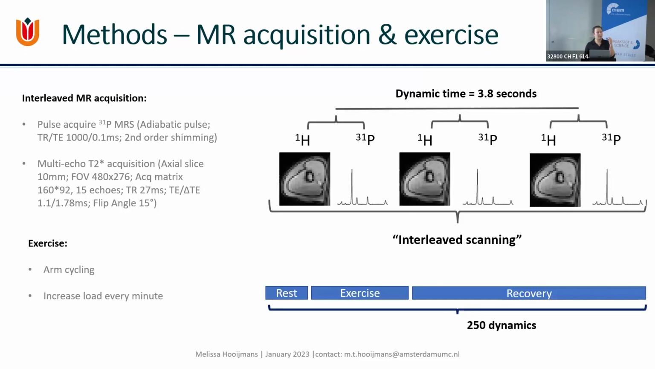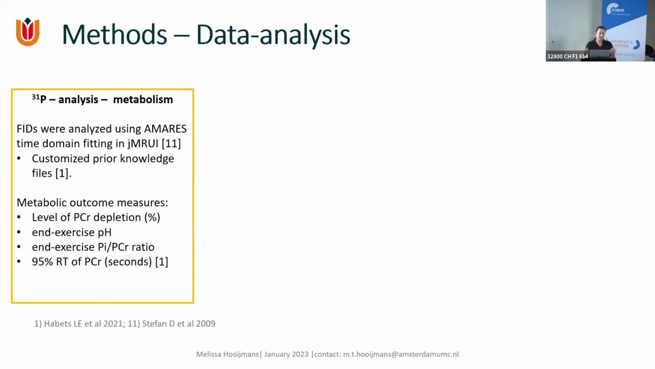So participants performed arm cycling and we increased the load every minute until they couldn't perform the exercise anymore. The total experiment took around 250 dynamics, in which we first had the resting phase to have the baseline data, then the exercise period, and then the recovery period afterwards. And then we did some data analysis.